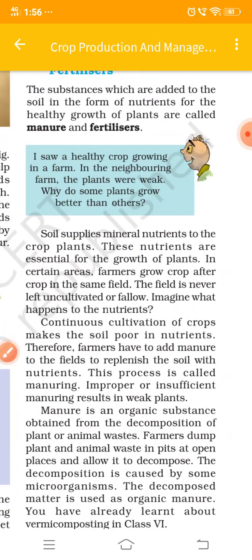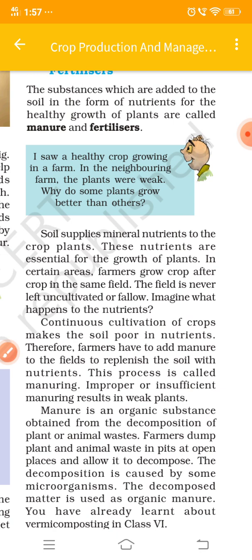So soil supplies mineral nutrients to the crop plants. These nutrients are essential for the growth of plants. Now, for the growth of plants we need minerals and nutrients. Okay. So in certain areas farmers grow crop after crop in the same field. The field is never left uncultivated or fallow. Imagine what happens to the nutrients.